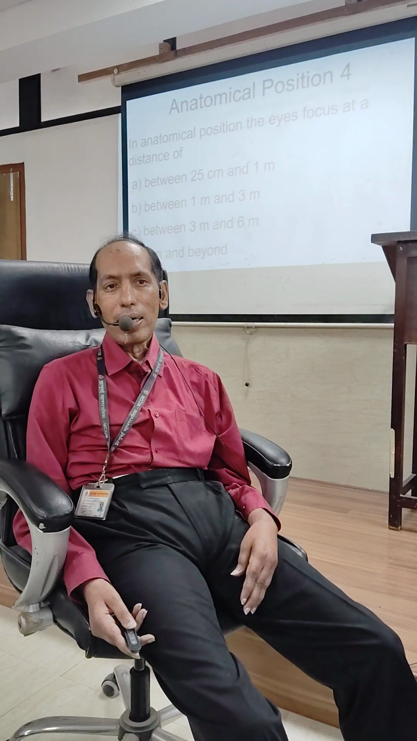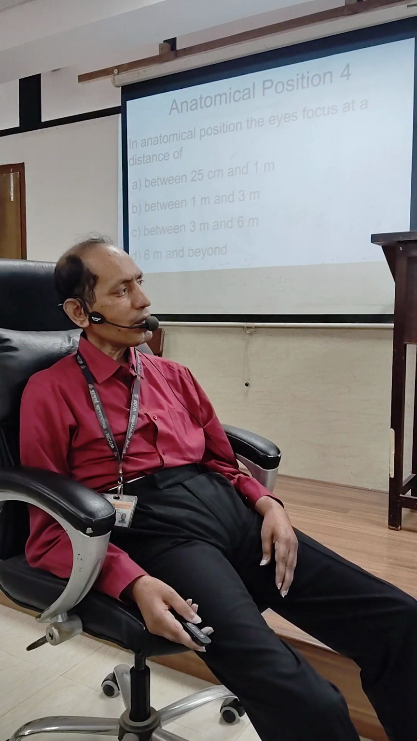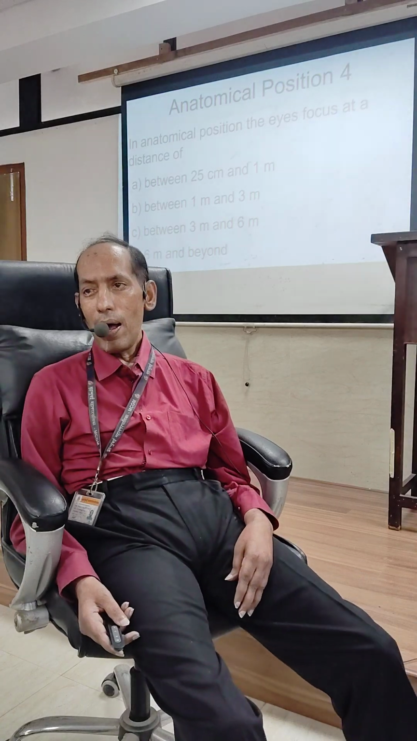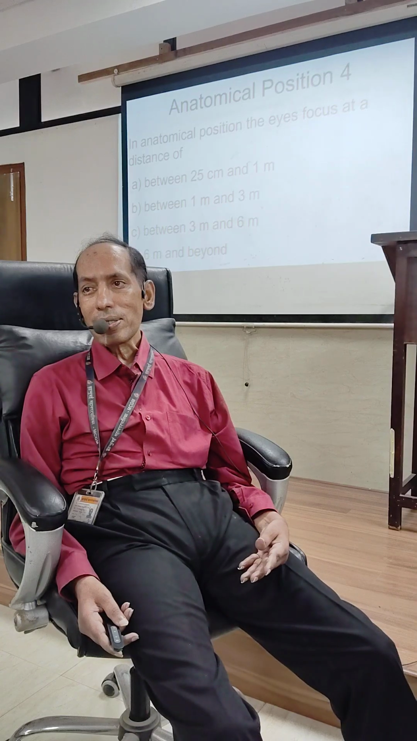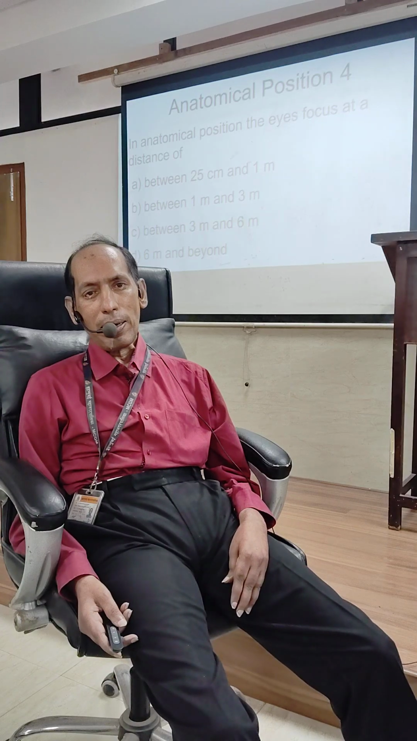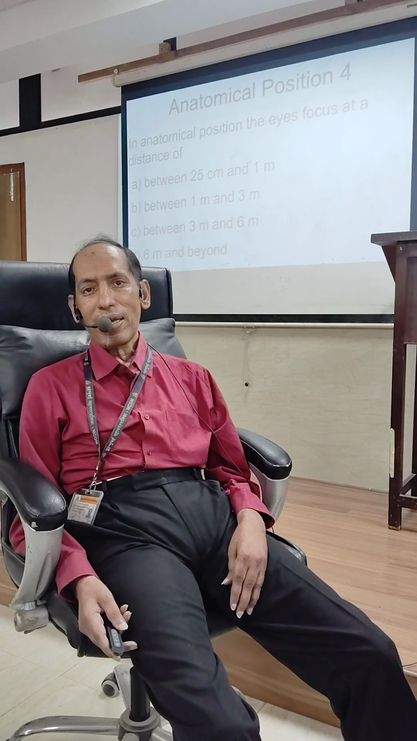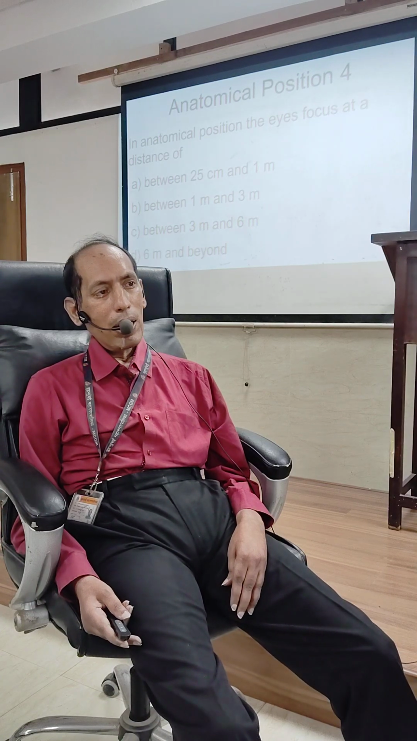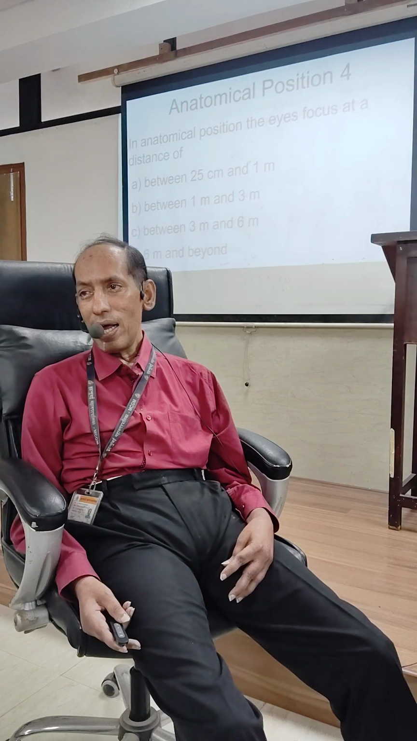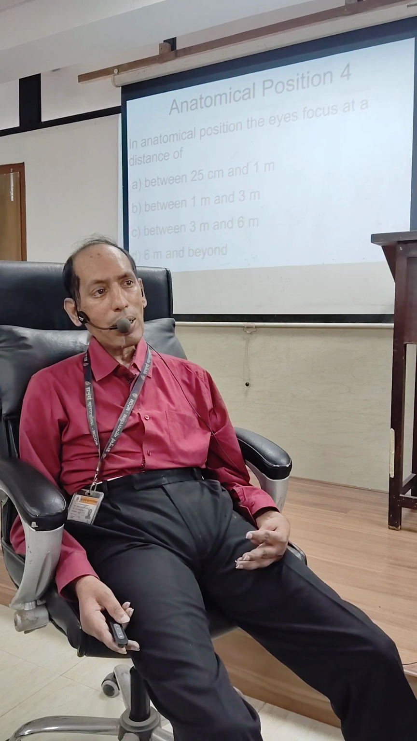In anatomical position, the eye focuses at what distance? 25 centimeters, 1 meter, 1 to 3 meters, 3 to 6 meters, or 6 meters? The eye should focus at infinity. To an ophthalmologist, infinity is 6 meters and beyond. So when you get your eye tested, the object is placed 6 meters away from you, and you are asked to read.